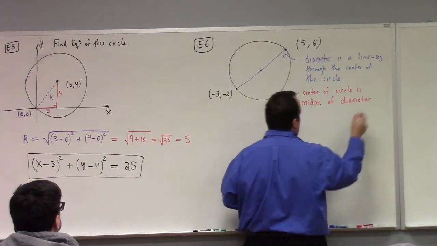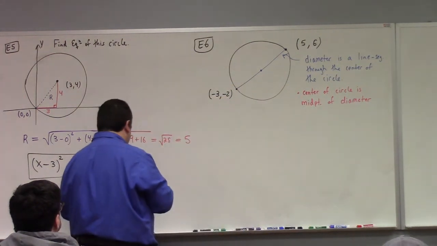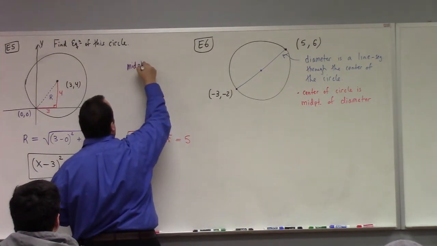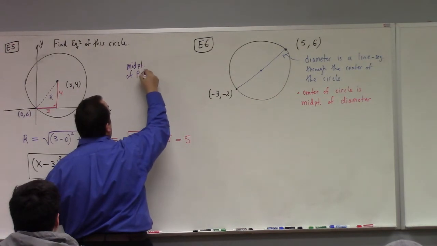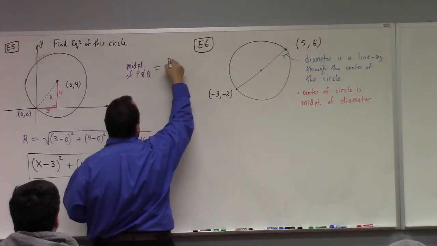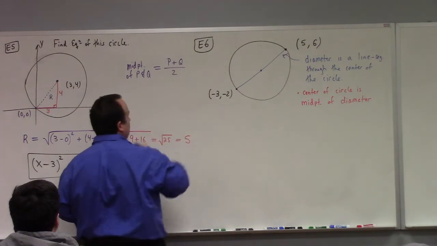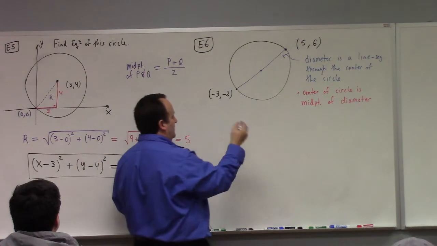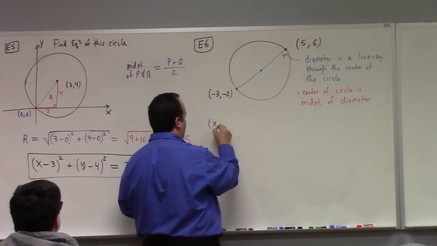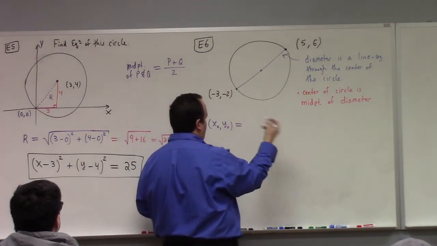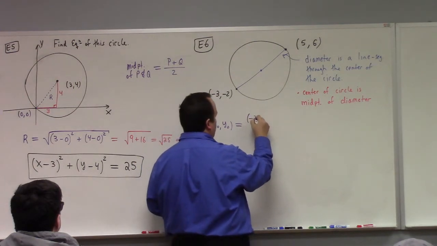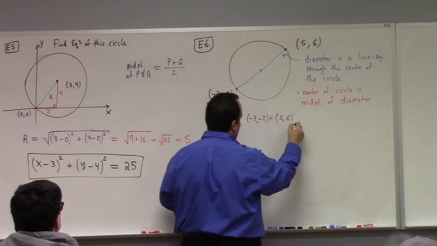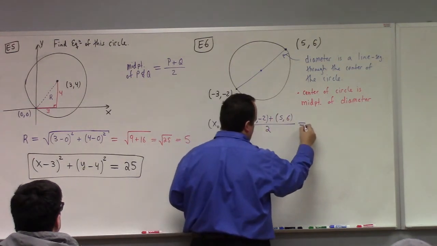Fun fact, if you want to find the midpoint of 2 points, say P and Q, you just add the points and divide by 2. So it's the average, you take the average of both the x and the y. So the center was the midpoint, which we can do like this: -3, -2 plus 5, 6, divide all that by 2. It's going to give us the midpoint.